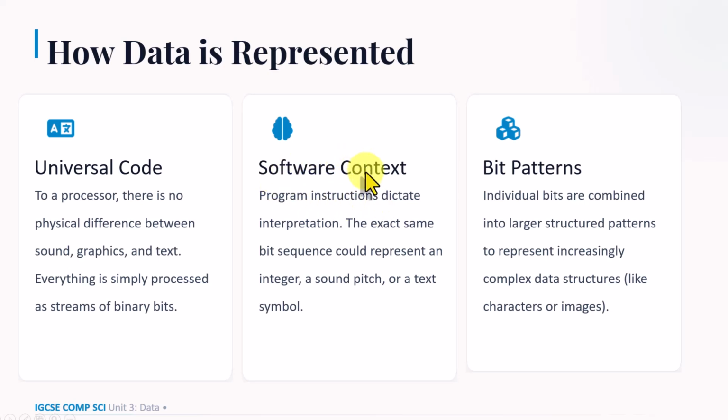But the program or the software simply dictates to the processor how to interpret that. Should it change it to a number, a color, a sound, a pitch, or what? Okay, so we have got bit patterns. Individual bits are combined into larger structural patterns to represent increasingly complex data structures like characters or images.